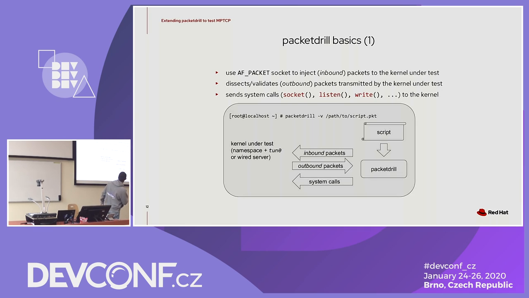And this is typically what happens. The script does the parsing, then Packetdrill reads the line and determines whether to send an inbound packet. The terminology is that inbound packets are packets directed to the kernel, or it just receives an outbound packet, so from the kernel to Packetdrill. And this is done with a dissection, so Packetdrill can understand whether the packet is correct. And then, of course, with Packetdrill, you can send system calls to the kernel under test.